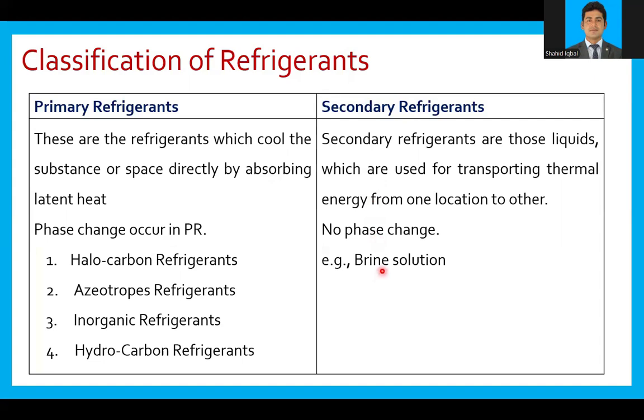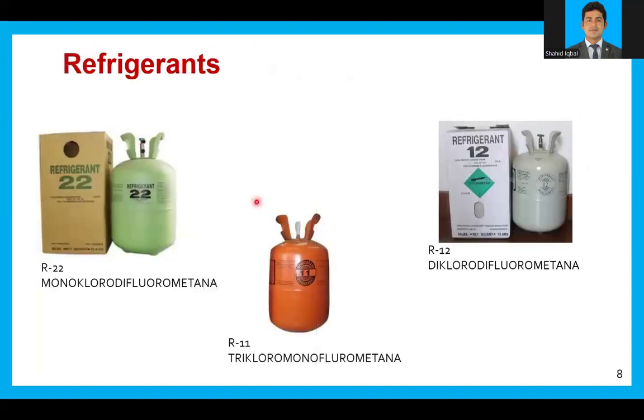For example, brine solution. When we discuss the vapor absorption refrigeration system, we will also study these secondary refrigerants, because the vapor absorption refrigeration system uses secondary refrigerants. Here are a few diagrams of the refrigerants.